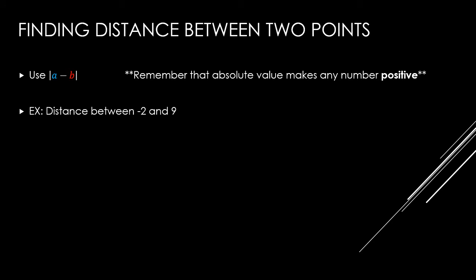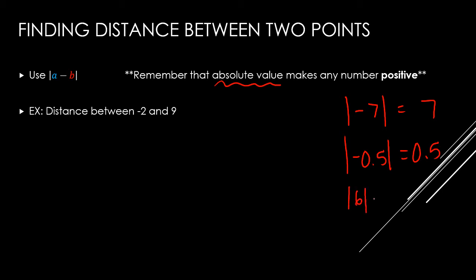Right, finding distance between 2 points. This is the official formula that you want to be using. Okay, and it is |A - B|, and the bars around it represent absolute value. Remember that the absolute value of any number makes it positive. So the absolute value of -7 is +7. The absolute value of -0.5 is +0.5. The absolute value of 6, 6 is already positive, so it's just 6. So absolute value always makes the number positive.